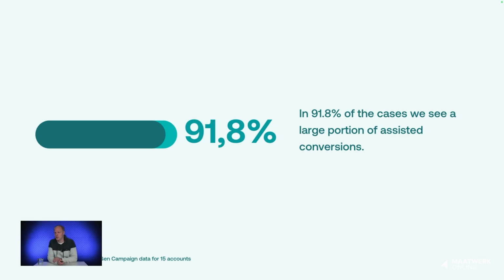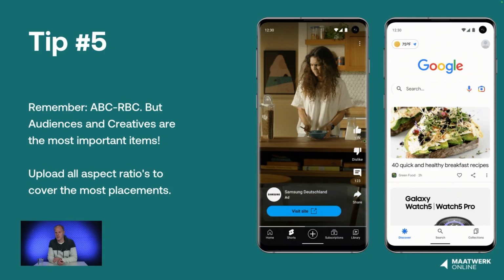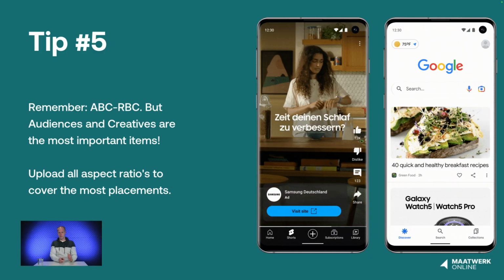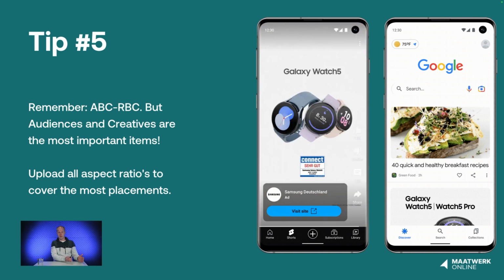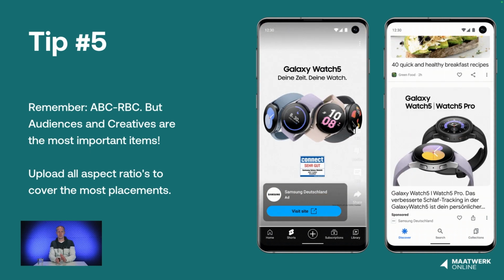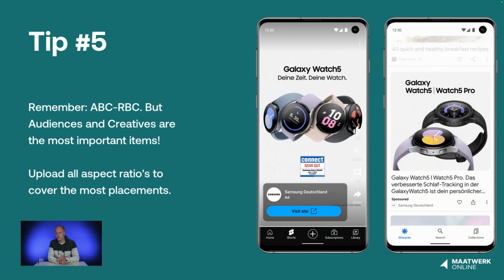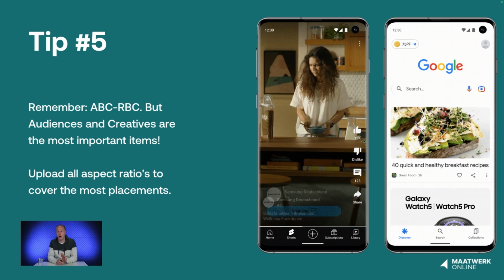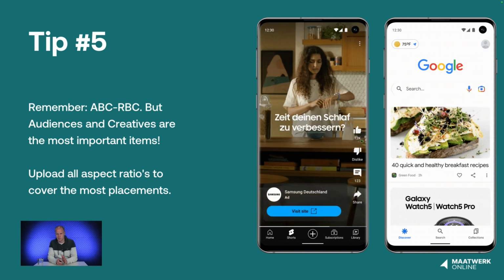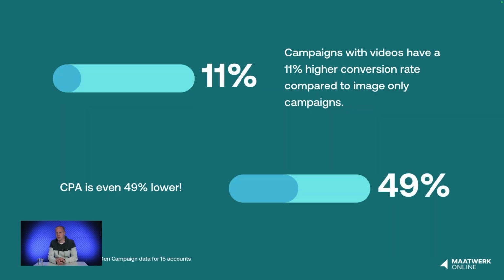In fact, in 91.8% of the cases we see a large portion of assisted conversions for Demand Gen. So tip number 5: we have the ABCD, but as mentioned, the audiences and the creatives are the most important. And I think creatives are maybe even outweighing the A of audiences. You really should upload all the aspect ratios to cover the most placements regarding your creatives. Campaigns with videos have an 11% higher conversion rate compared to image-only campaigns, and the CPA is even 49% lower.